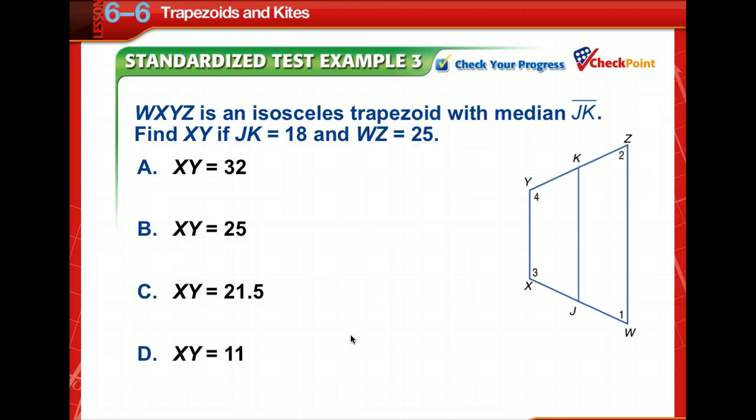Okay, time to try your hand at a mid-segment. So pause the video for a moment and then come back and check your answer.